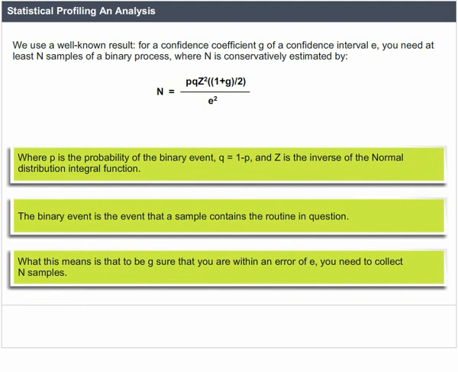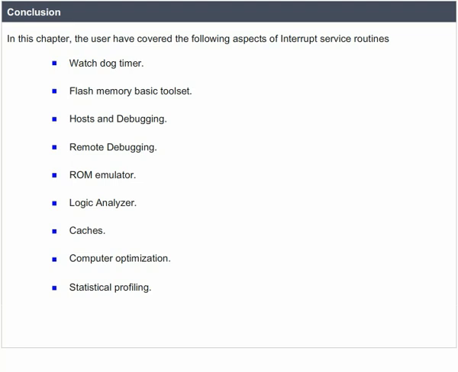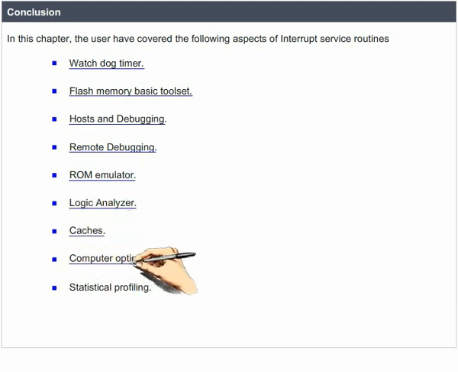collect n samples. Conclusion. In this chapter, the user has covered the following aspects: watchdog timer, flash memory, basic toolset, hosts and debugging, remote debugging, ROM emulator, logic analyzer, caches, computer optimization, statistical profiling.